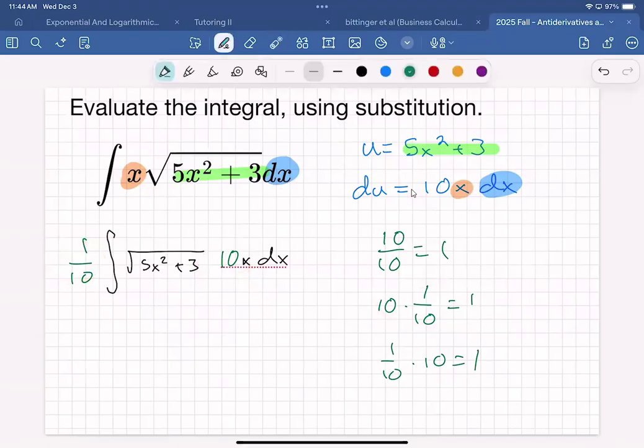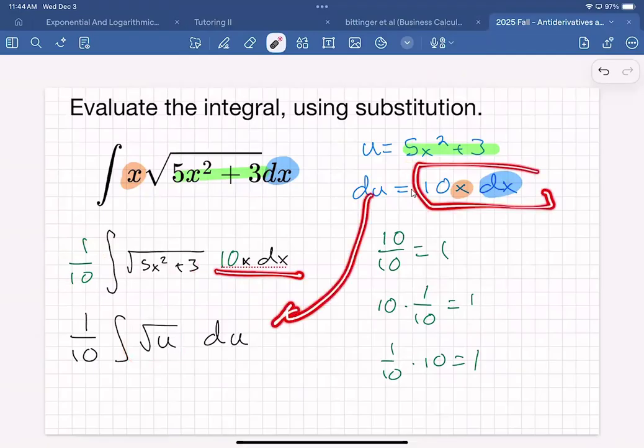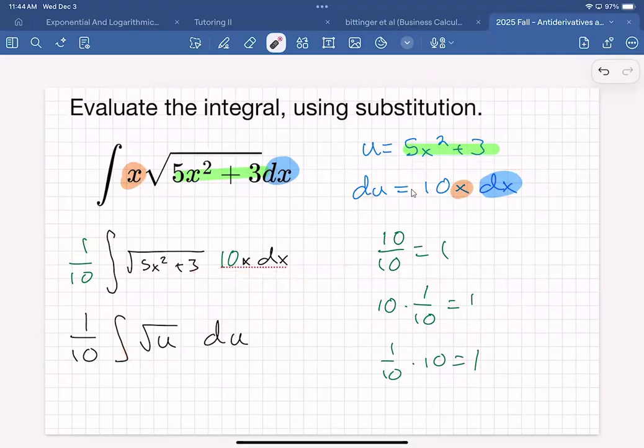What we'll have at that point then is, hey, this can be written as 1/10 the square root of u du. Pointing back again to the fact that this is what we were using for u. So that's where that comes from. And with that 10 in place, that now matches this, so I can put du there instead. It's like things that we oftentimes do, like add this to both sides, subtract this from both sides, but just a different way to use it.